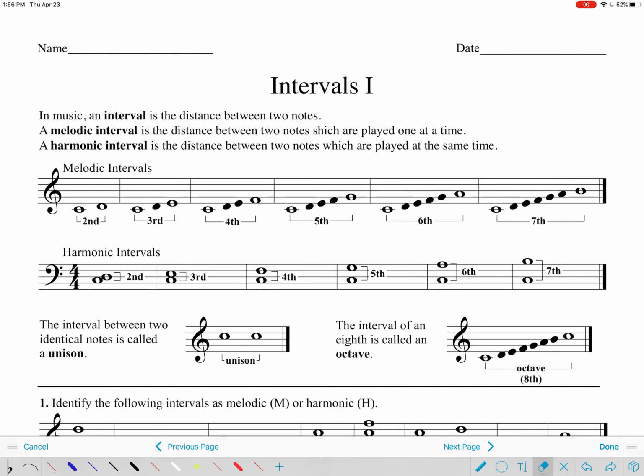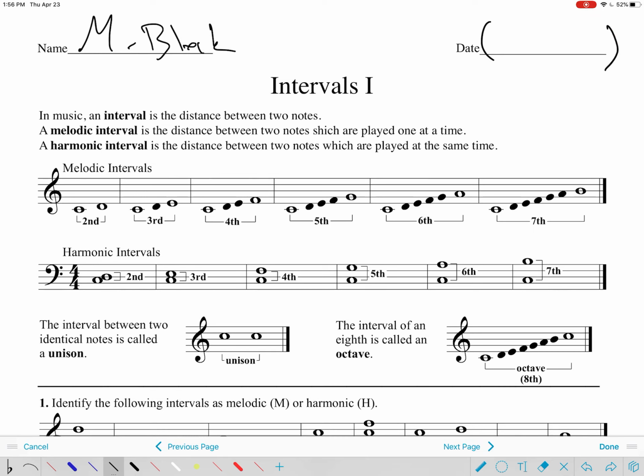Hello, this is Mr. Block, and today we'll be working on worksheet number 16 entitled Intervals number 1. Please start by writing your name at the top, as so, and fill in the date.